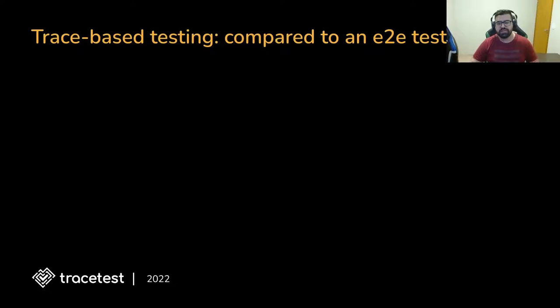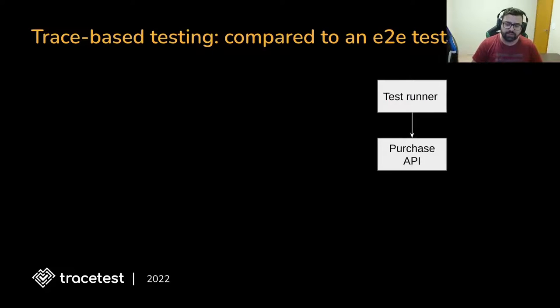So imagine that you have an end-to-end test. You have a test runner. It can be a simple function written in JavaScript, or it can be an external test runner such as TestQ. And so the first step is to trigger your test, and that will trigger your API. We're going to send a request to your purchase API. We're trying to buy some product.